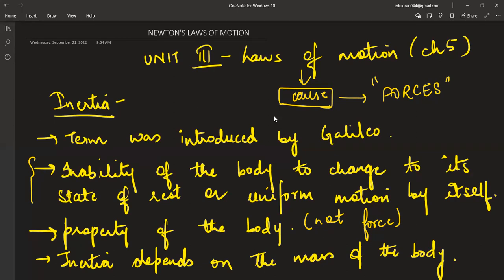Suppose I have rolled a dice or I have rolled a ball. Rolling a ball is a great example. I have rolled a ball on the floor. The ball is rolling, rolling, rolling. Initially, the ball was at rest. The ball was kept on the floor. State of rest. Now, I have applied force and I have rolled the ball on the floor.